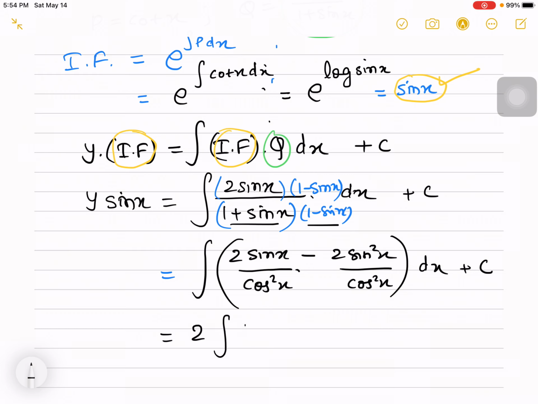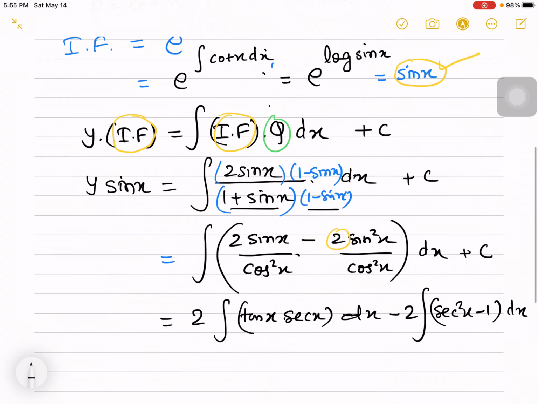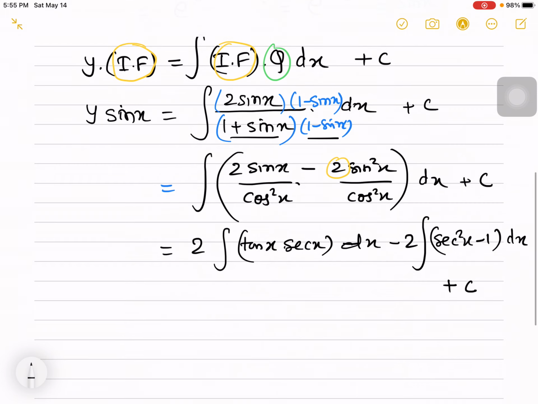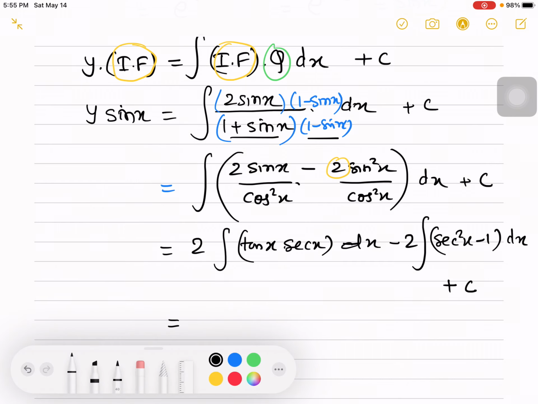Sin x upon cos x is tan x, and 1 upon cos x is sec x. Here also 2 is common. Sin square x by cos square x is tan square x, and tan square x is sec square x minus 1, because we already know the formula for the integration of sec square x, plus constant. Now all the functions we have got are integrable. We have direct formulas.